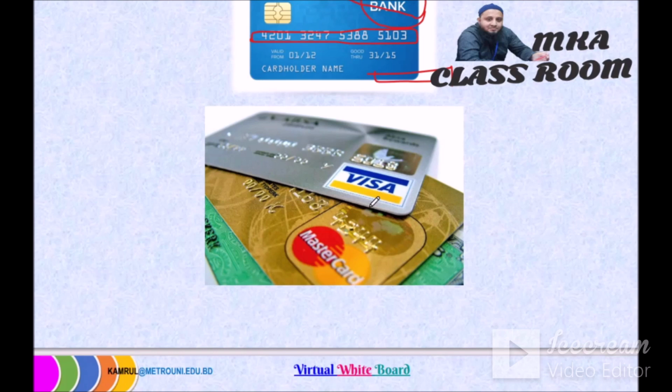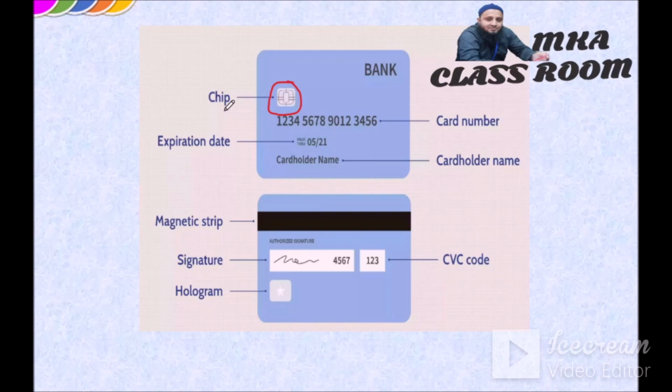So here is a simple description of a credit card. Here is the chip. This chip contains all the information about you. Here is the name of your issuing bank. That is the card number. That is the front of a debit card or credit card. Then the expiration date, when your card validity is over. Here is the cardholder's name. And here is the card brand logo, such as Visa or MasterCard.